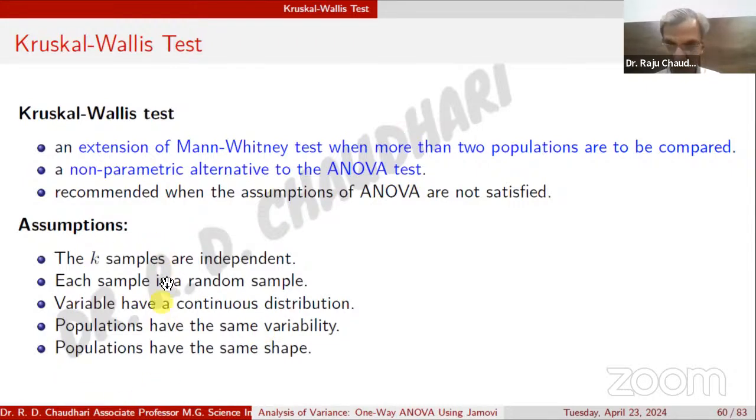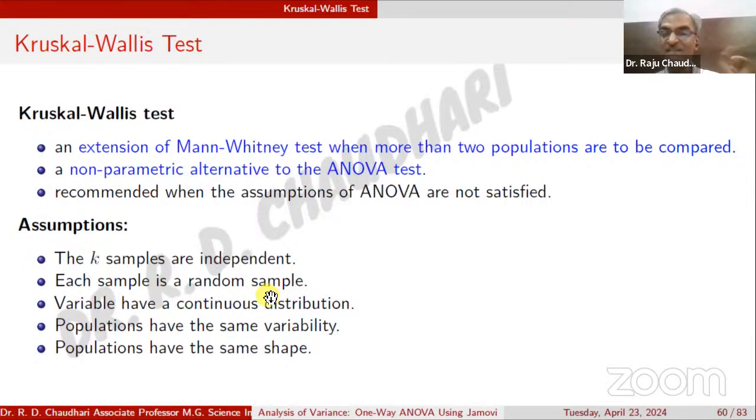For Kruskal-Wallis also we have assumptions, but these are moderate assumptions. The K samples are independent, that is common. The observations, the samples, must be selected independently. The sample is a random sample.